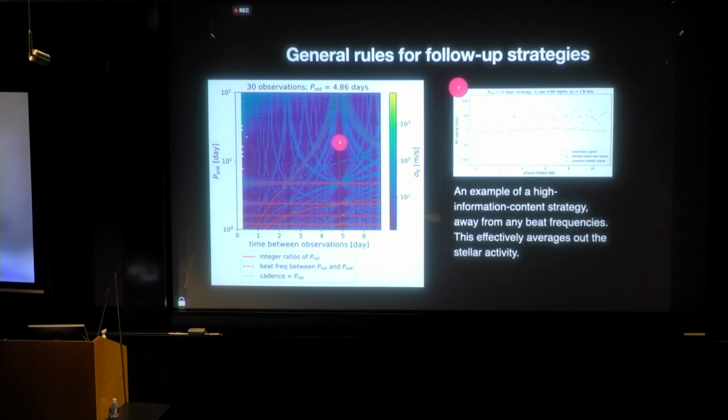And then finally, this is a trivial example, a good case, where you observe off of any of these blue high sigma k lines, and here you're observing every rotation period of the star. And in this case, you've completely disentangled your stellar signal from your planet signal by choosing your observing cadence to be a very specific number.